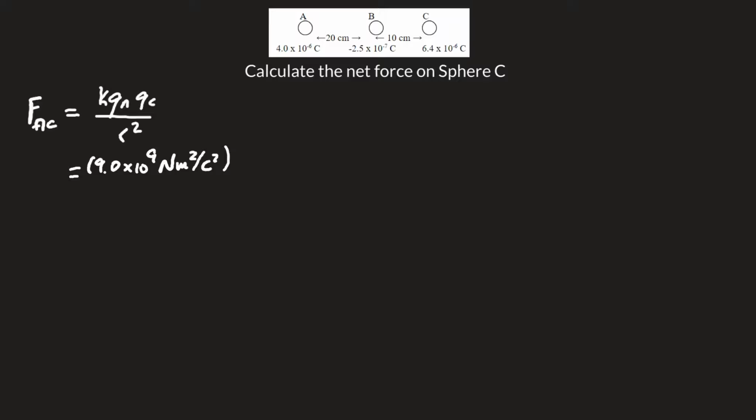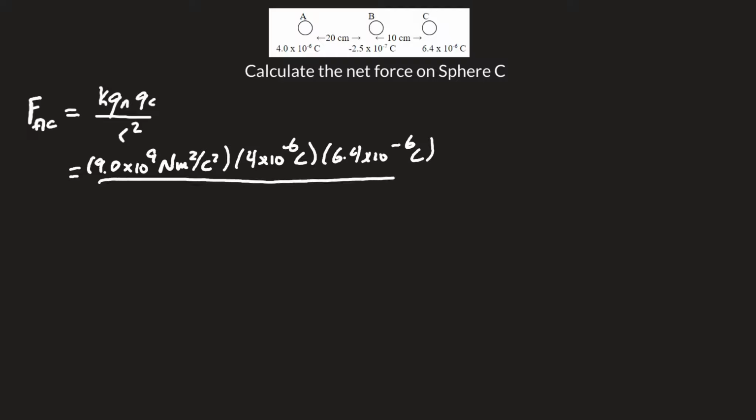The charge of A is given in our question, 4 times 10 to the negative 6 coulombs, and the charge of C is also given in the question, 6.4 times 10 to the negative 6 coulombs, all divided by the distance between the two of them, which is 30 centimeters or 0.30 meters, all squared. This leaves us with a value of 2.6 newtons, and since it's positive, we're going to say that that's going to the right.